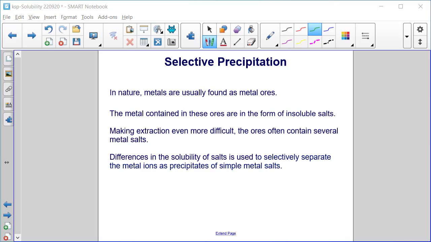In nature, metals are usually found as metal ores. The metal contained in these ores are in the form of insoluble salts. Making extraction even more difficult, the ores often contain several metal salts. Differences in the solubility of salts is used to selectively separate the metal ions as precipitates of simple metal salts.